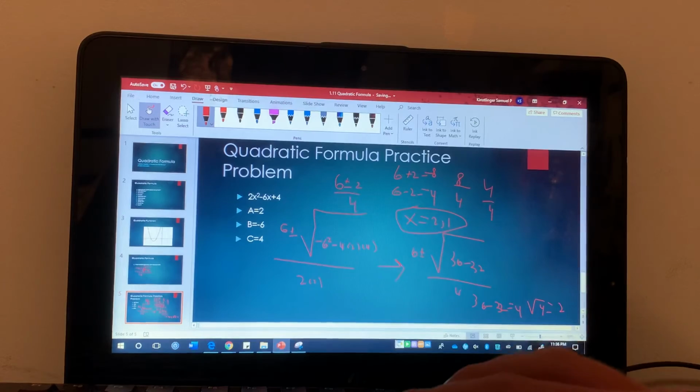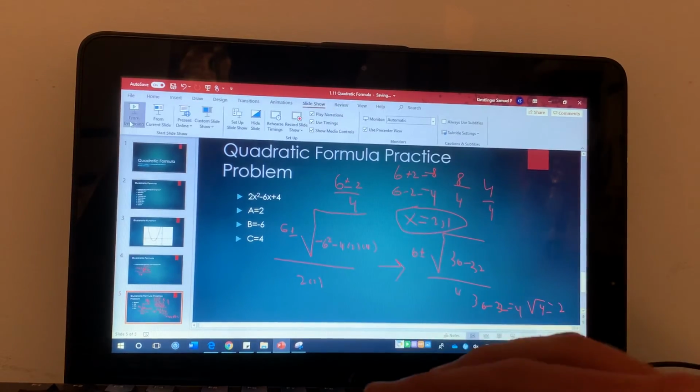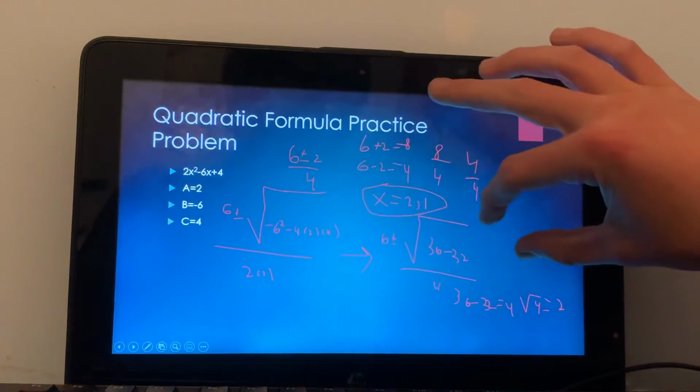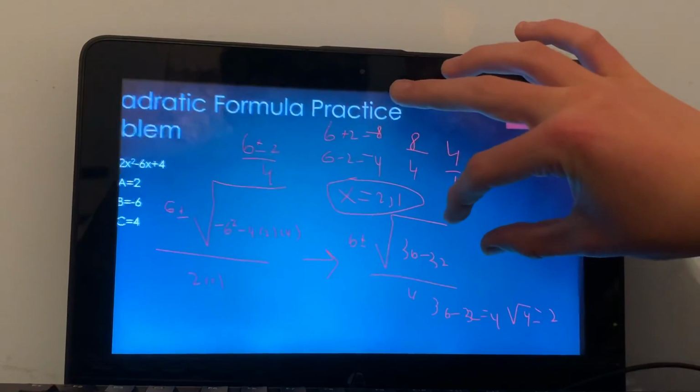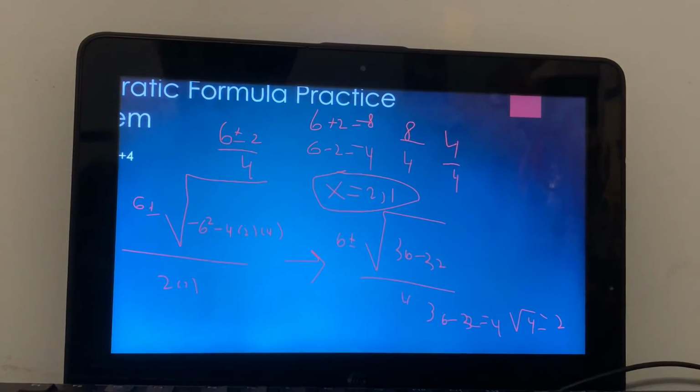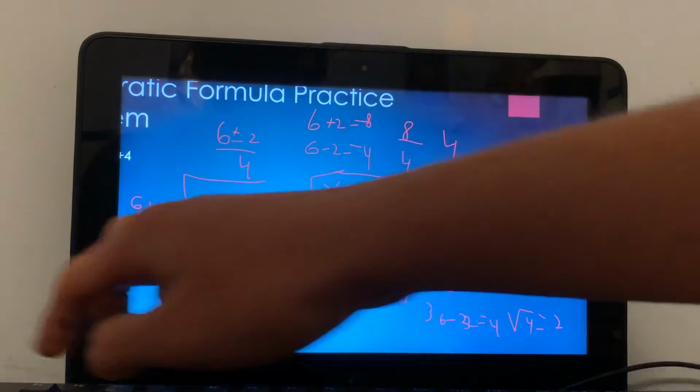Let me zoom in from the current side. Hopefully you guys can see that a little better. There we go. You guys can see that.